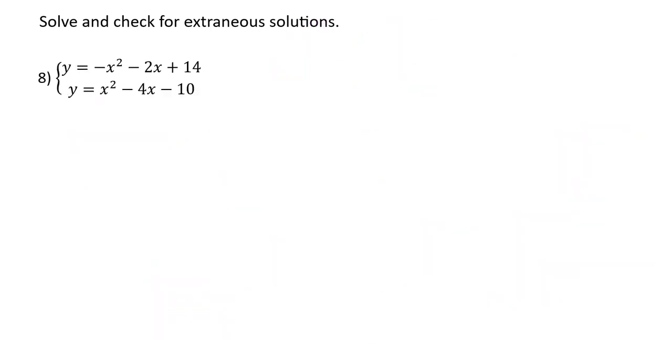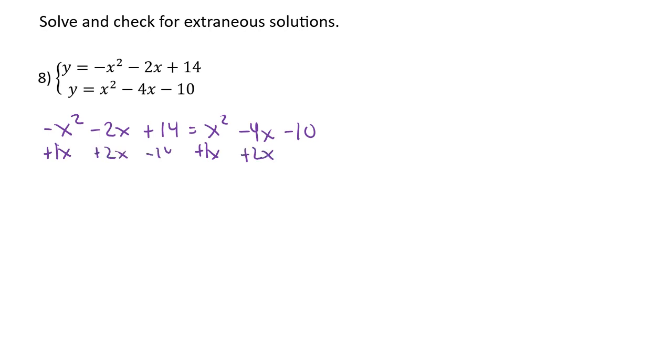Okay, another one. We got two quadratics this time. Asked us to solve and then check for extraneous. So they're both equal to y, so we can set them equal to each other. So from here, I'm going to move all my x's to one side. I'm going to add this 1x over, add the 2x minus the 14. And end up with 2x squared minus 2x minus 24 equals 0.